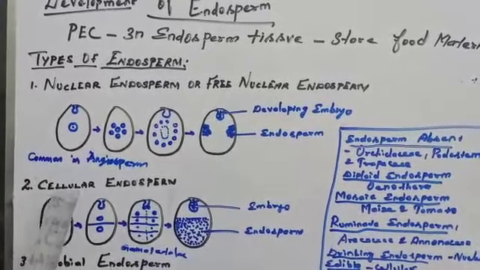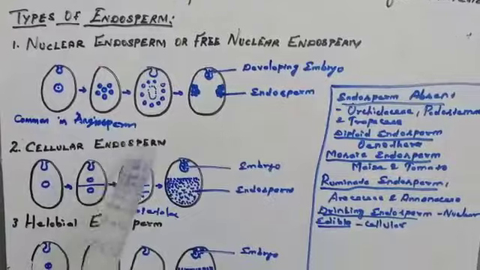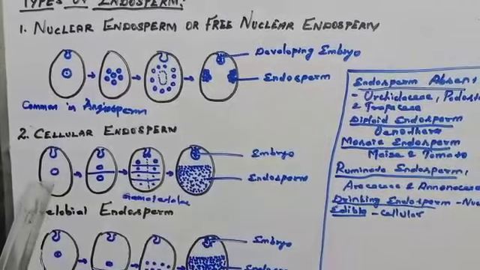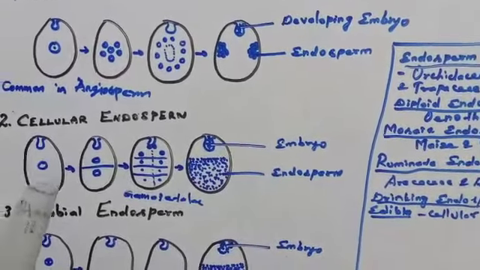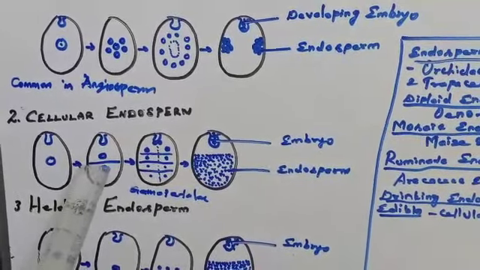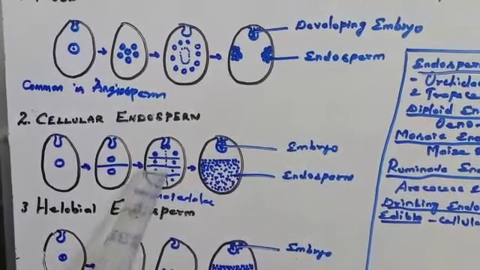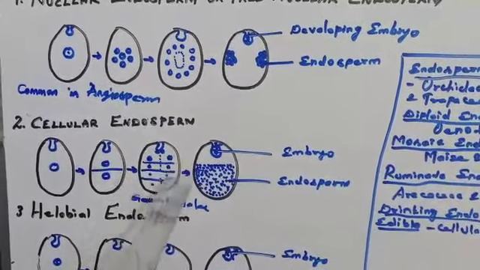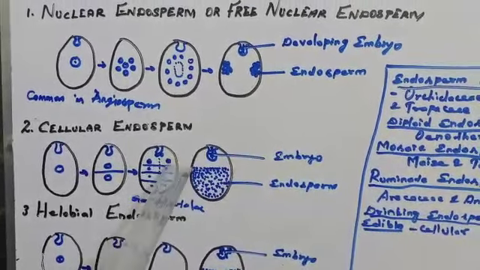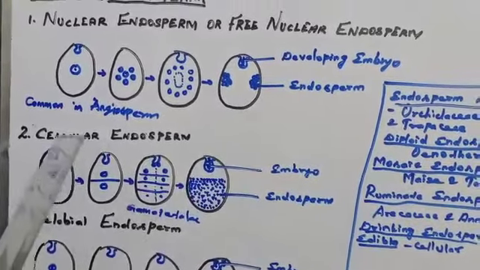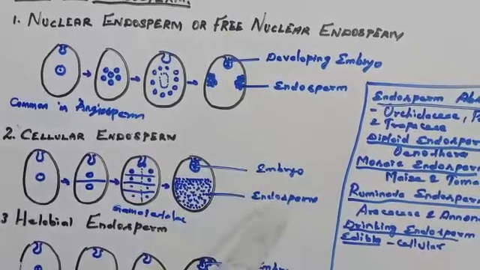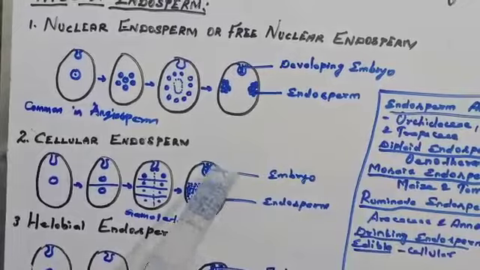Next type is cellular endosperm. This type of endosperm is found in gamopetalae group. So you can see during the development, each division of the primary endosperm nucleus, the primary endosperm nucleus divides and then after the division, cytokinesis is followed. That is, cell wall formation occurs and you can see each one becomes an individual cell. And this type is called cellular endosperm. Then later they develop into endosperm. See the developing embryo, it utilizes this endosperm.